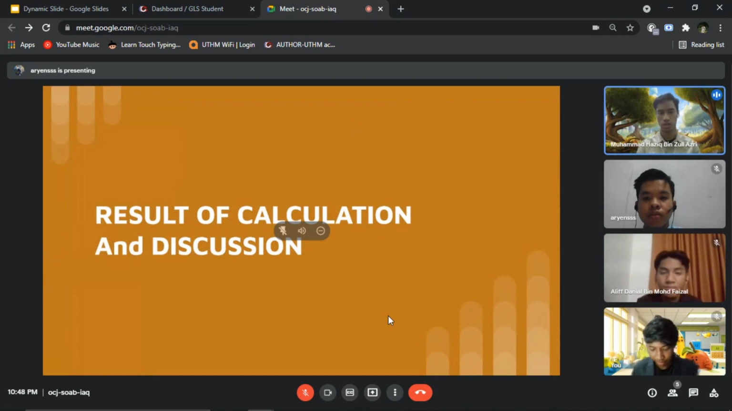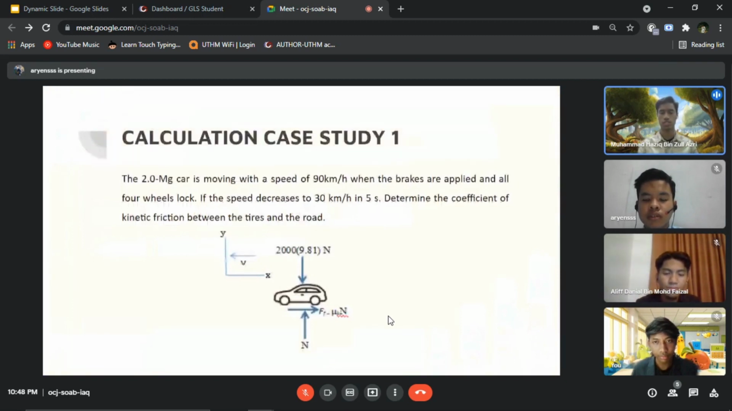Moving on to results of calculation and discussion. These two parts we combine together because we believe calculation and discussion are related to one another. So we will continue with the calculation for case study 1. Alright, next, I will continue our presentation with the calculation for case study 1.